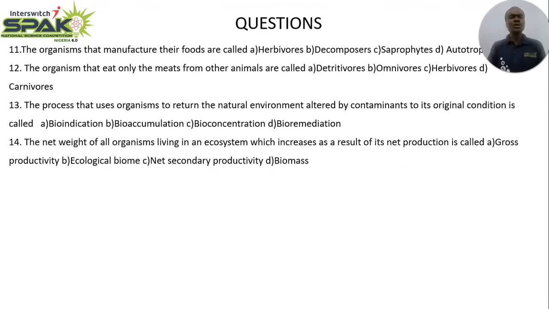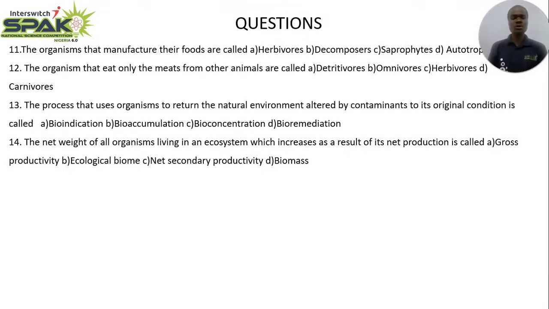bioremediation. The net weight of all organisms living in an ecosystem which increases as a result of its net production is called dash. A, gross productivity, B, ecological biome, C, net secondary productivity, and D, biomass.